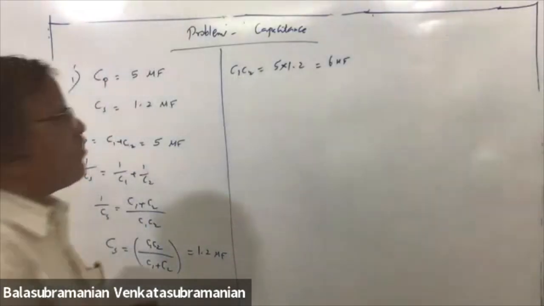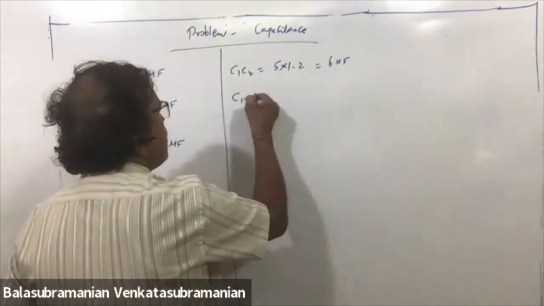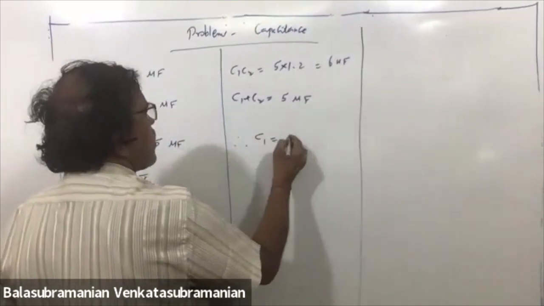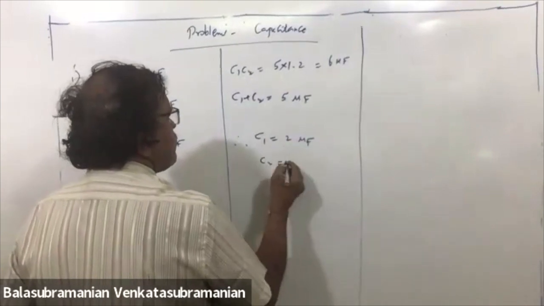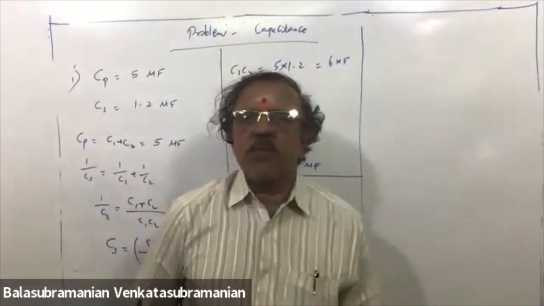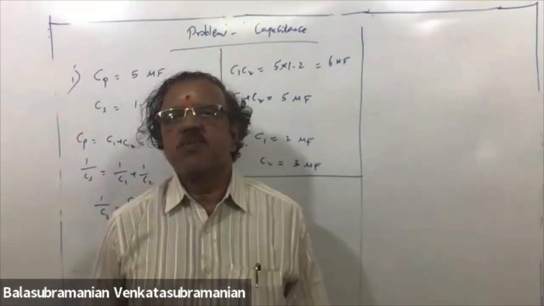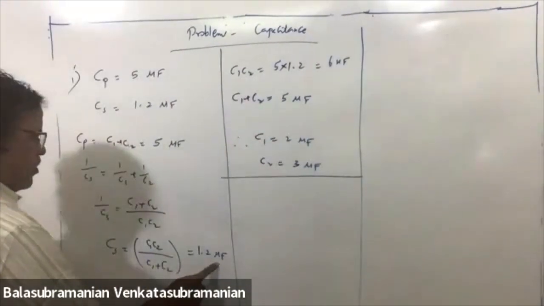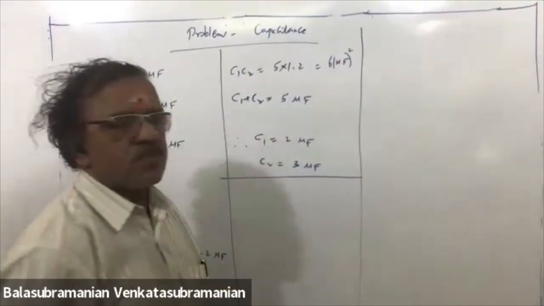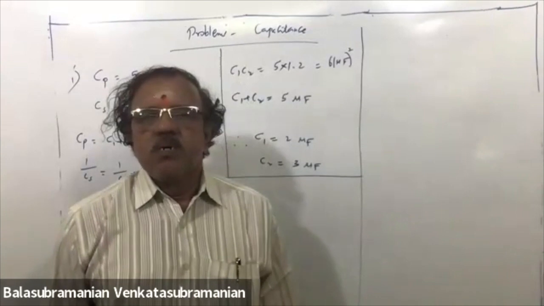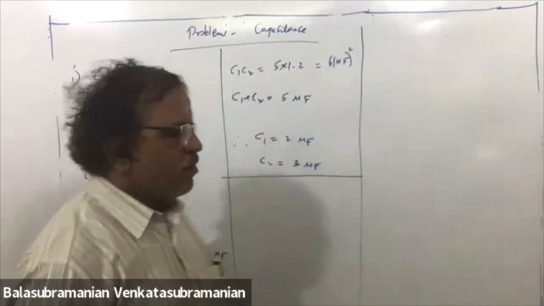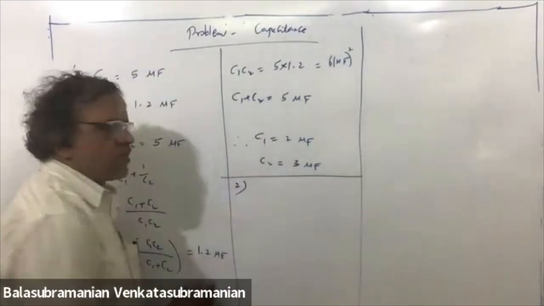So product of two numbers is 6. Sum of two numbers is 5. Therefore, the numbers are 2 and 3. 2 microfarad into 3 microfarad is 6 microfarad square. 2 microfarad plus 3 microfarad is 5. Okay. Simple problem.